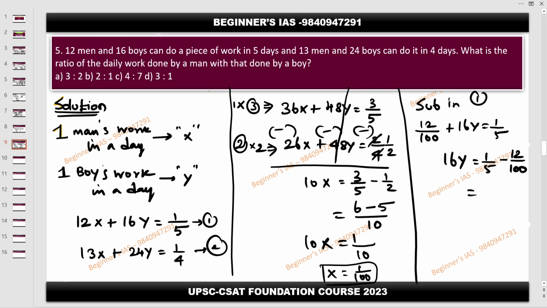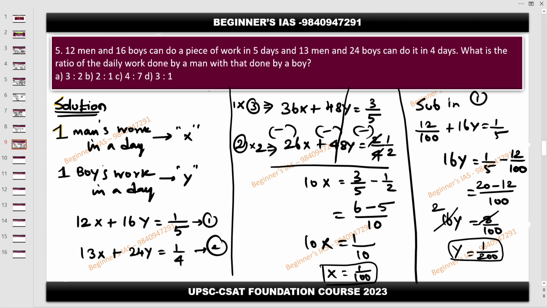Take the LCM as 100. With LCM 100, 5 into 20 times, therefore you have to multiply 20 in the numerator. So 20 minus 12 is nothing but 8, so 8 by 100, therefore 16y equals 8 by 100. Cancel this: 8 ones are 8, 2 eights are 16. We need y only, so bring that 2 towards the denominator. Therefore 100 into 2 is 200.